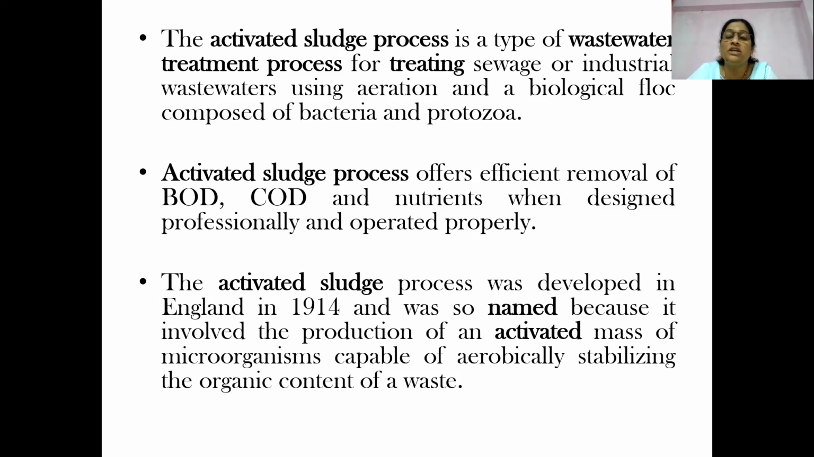Third important thing, keep on noting simultaneously. The activated sludge process offers efficient removal of these three impurities: BOD, COD, and nutrients, when designed professionally and operated properly. Organic matter removal, in the sense that it will definitely remove BOD and COD, and also nutrients when designed professionally and operated properly. The activated sludge process was developed in England in 1914 and was so named because it involved the production of activated mass.